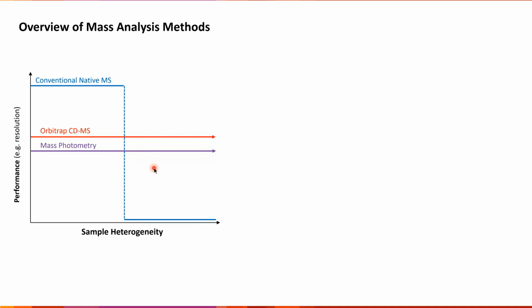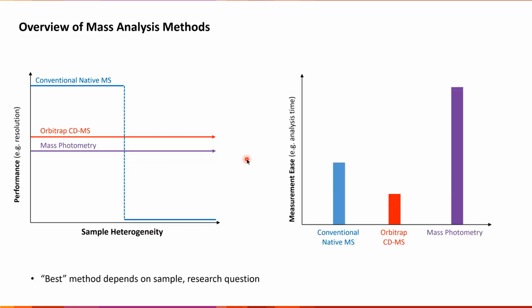So in terms of choosing which mass technique is best for you, it really depends on what your sample is and what your research question is. And like I said before, it's not only the resolution that needs to be taken into consideration, but also, for example, how easy it is to do the measurements, for example, the analysis time. So like I mentioned before, mass photometry is probably the most rapid in terms of analysis time, with the trade-off that its resolution is lower.